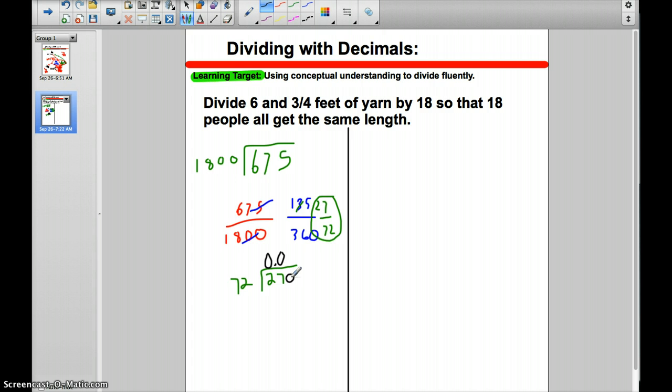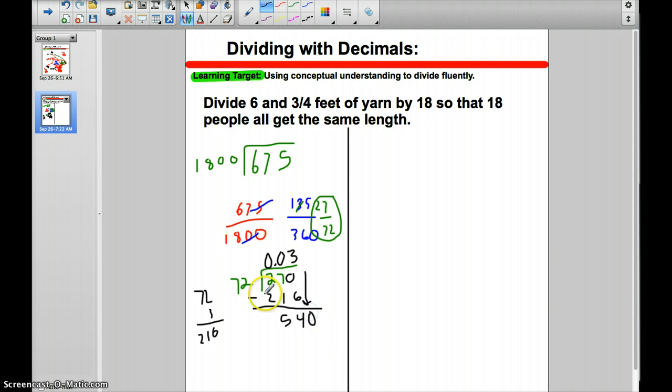It can. Well, I know that 70 times 4 is 280, so 4 will be too large, so I'm going to try 3. 72 times 3, let's try it here. 72 times 3 is 216. So 72 times 3 is 216. And then we are left with 54 once we subtract. Can 72 go into 54? It cannot.